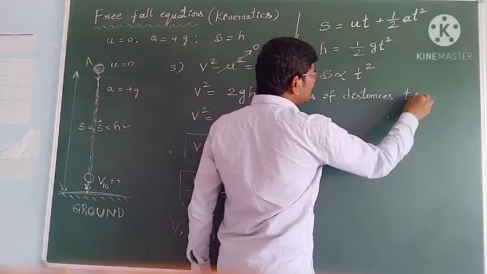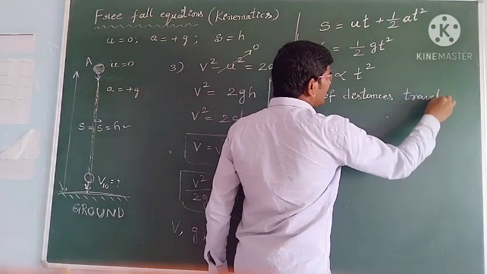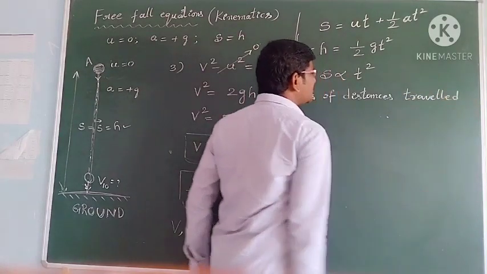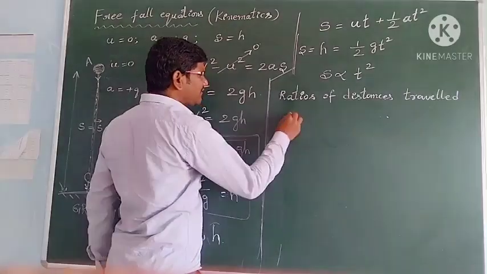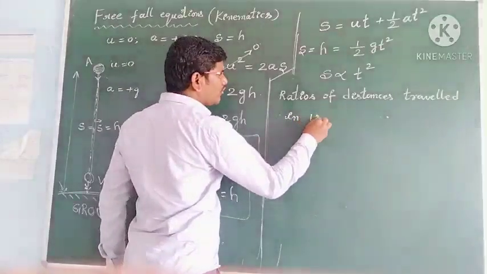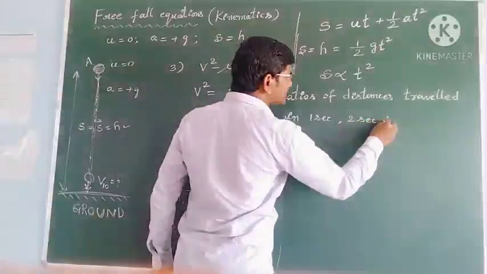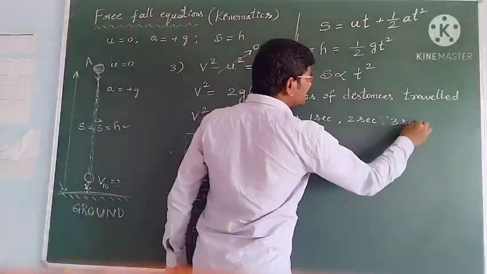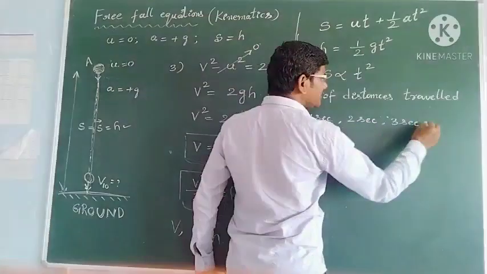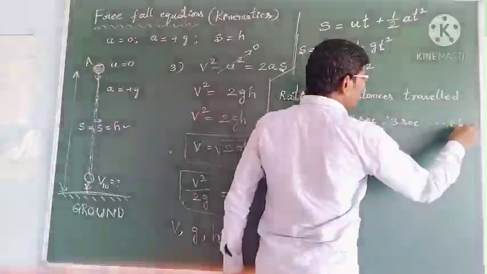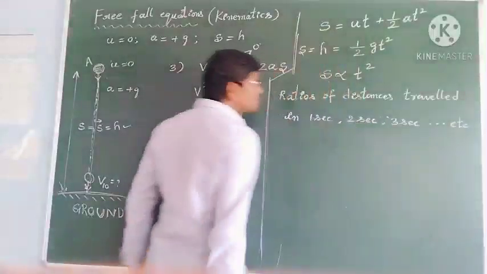Ratios of distances travelled in 1 second, 2 seconds, 3 seconds, etc. Okay, these ratios we want.